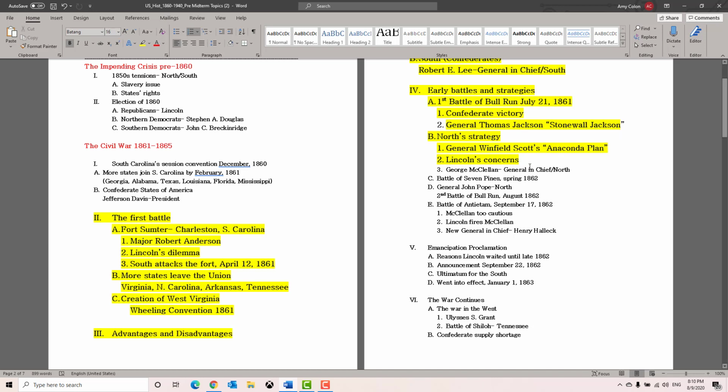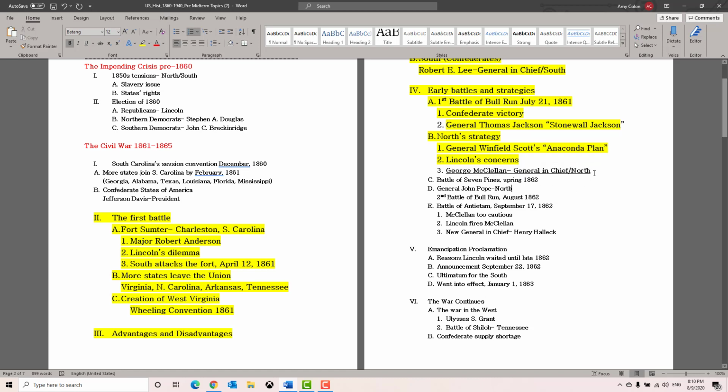The man who was named the General in Chief of the Northern troops was General George McClellan. So he was considered the first General in Chief of the Union troops.